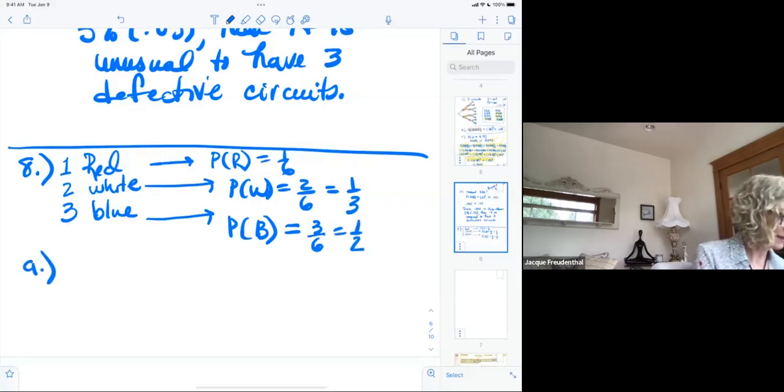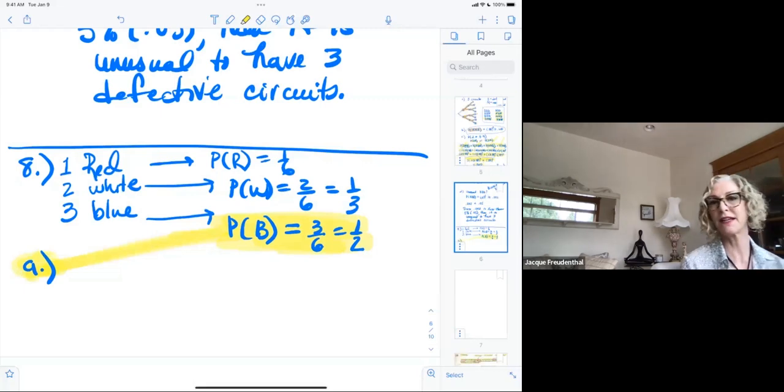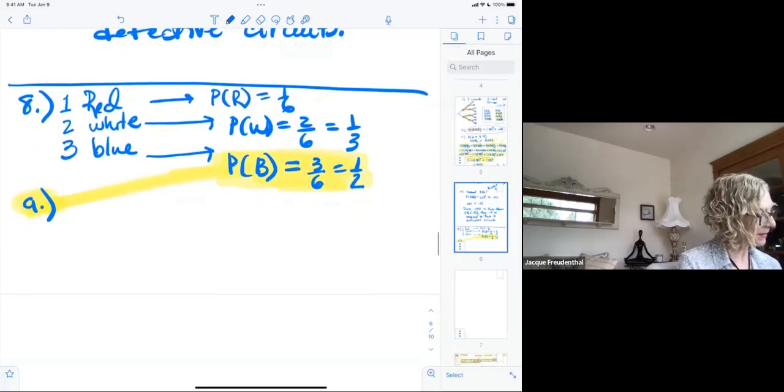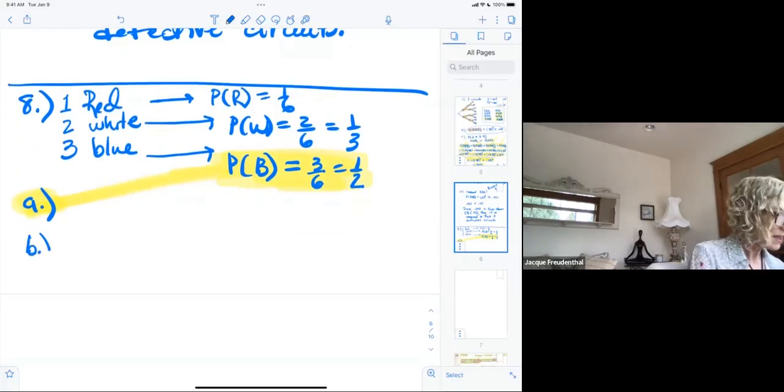So part A, find the probability that a blue face turns up. Part A is exactly 1/2. On one roll, the probability of getting a blue is 3/6, or 1/2. Okay, part B, if we roll the die 3 times, what is the probability that each color turns up?